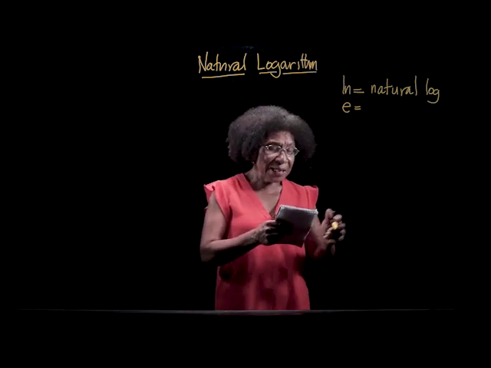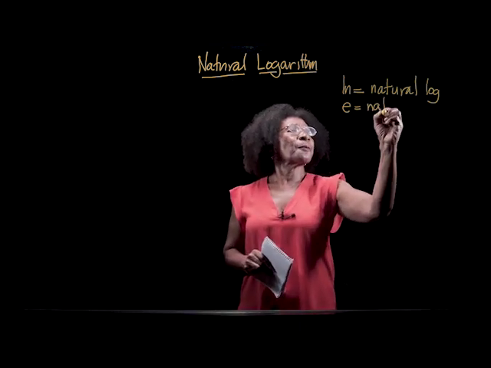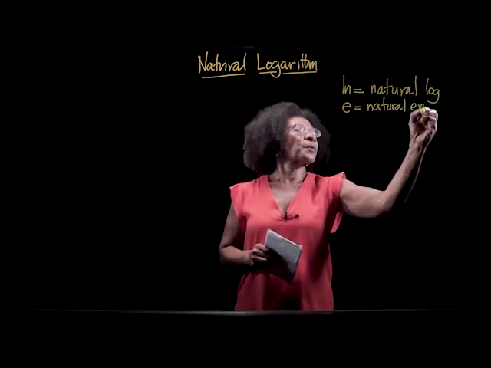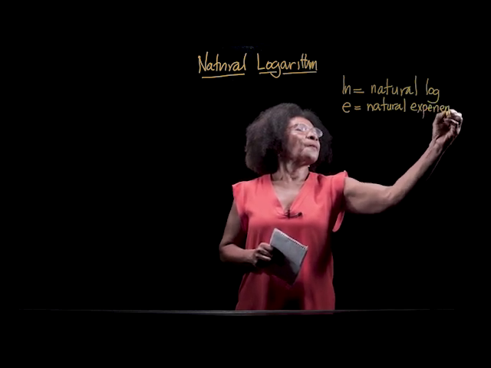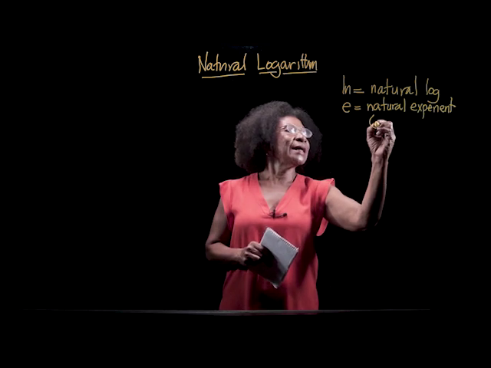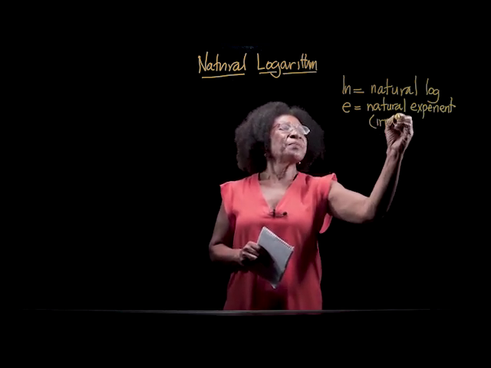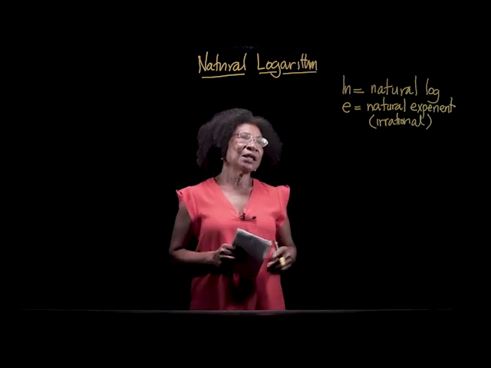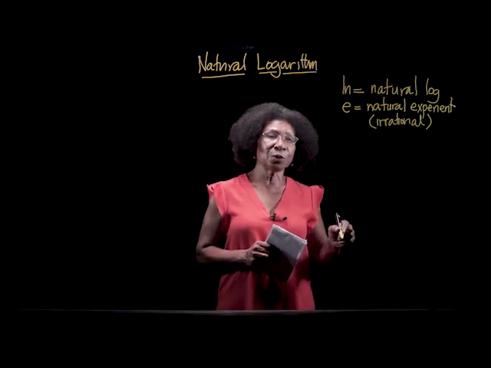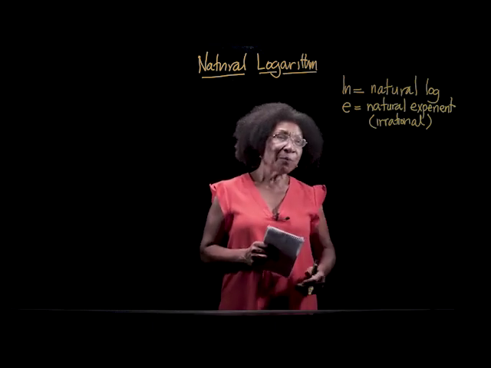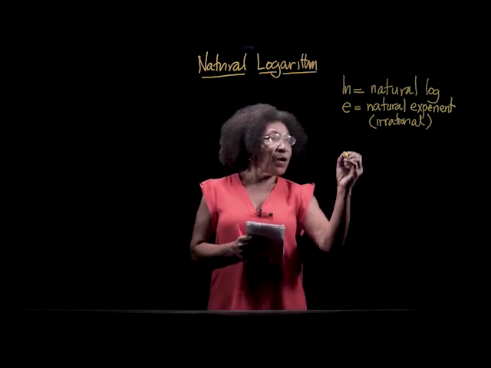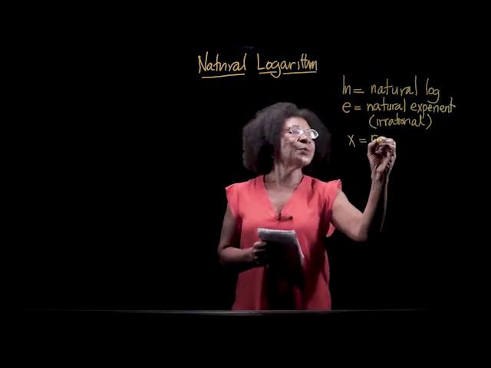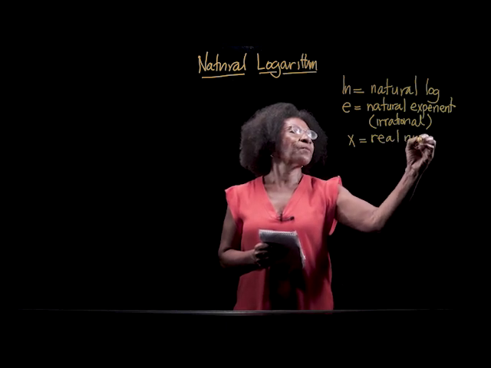The second is the letter e, which you could have seen written in textbooks. What is the letter e? The letter e is the natural exponent, and it's also known as irrational. Remember, we looked at irrational and rational numbers. That means the value of e is equal to 2 point, and it goes on and on. That is irrational. The third abbreviation is the letter x, which would represent real numbers.